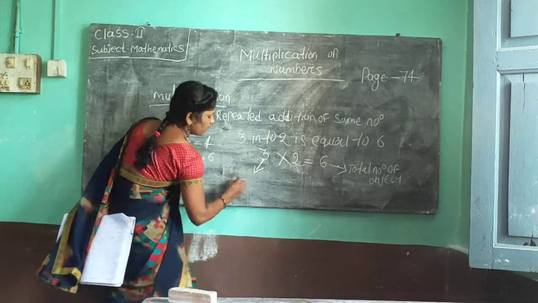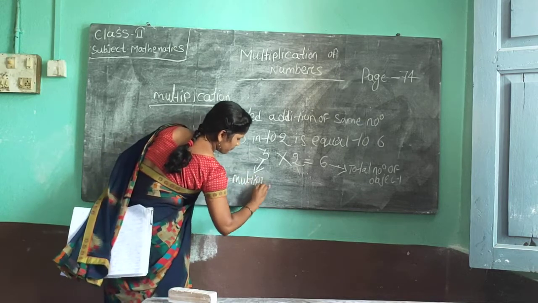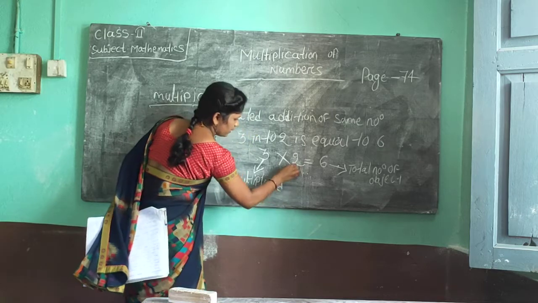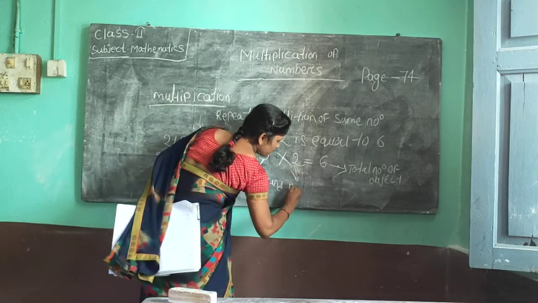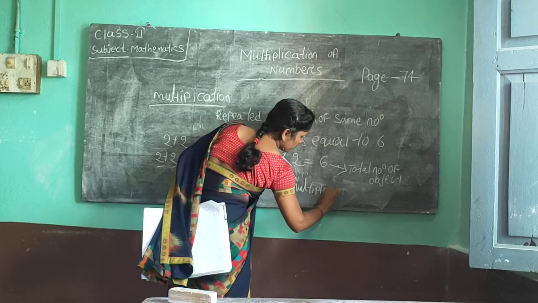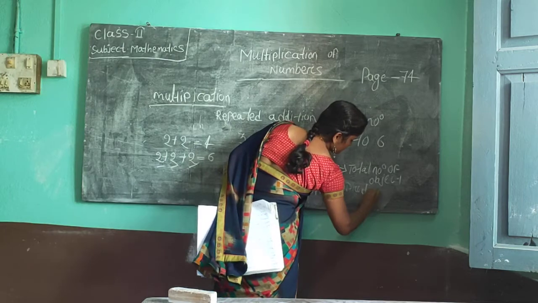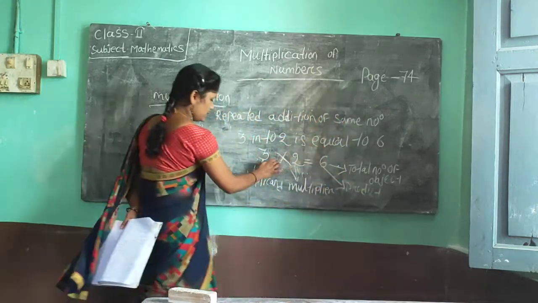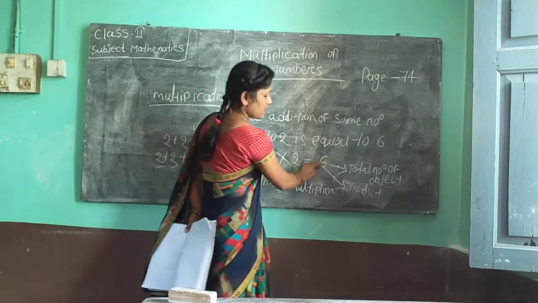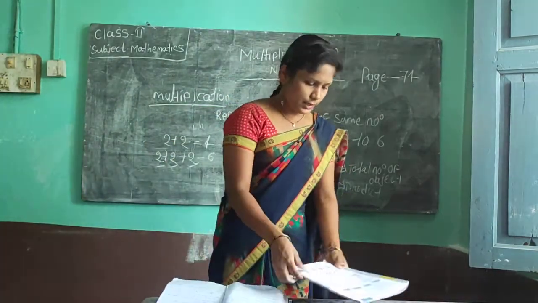So, isko kya kehte hain? Multiplicand. And this is multiplier. Okay? Multiplier. And this is product. So, here 3 is called the multiplicand. 2 is called the multiplier. And 6 is called the product. Okay? Understood? Next topic is what?